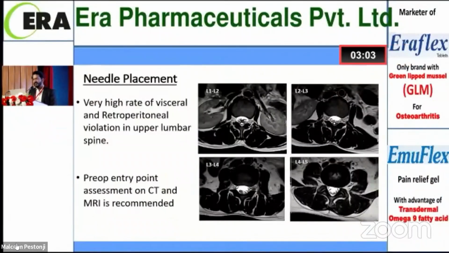So this is the most important step as far as the transforaminal surgery is concerned. Spend your time, spend your half hour in needle placement, but this is the most crucial step. If you miss this step, you will be in hell.